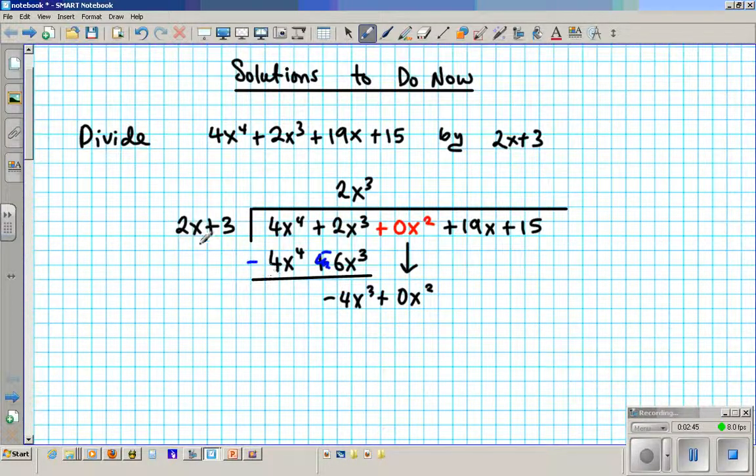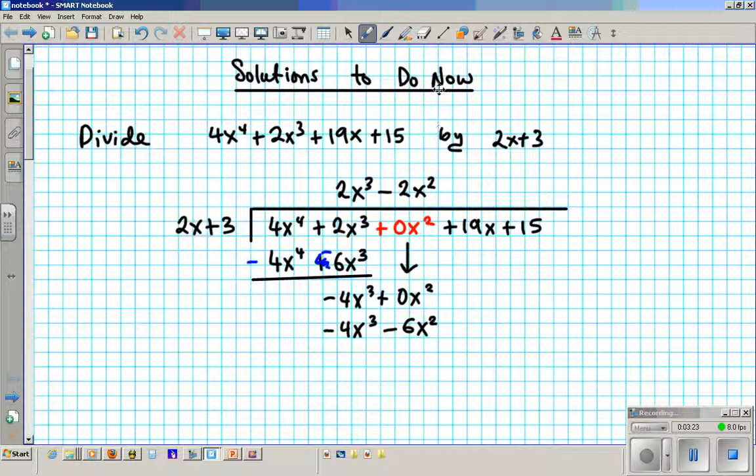Now, 2x times what gives you negative 4x to the third? I know 2 times negative 2 gives me negative 4. And then x squared times x gives me x to the third, so negative 2x squared is what we need over here. So I distribute it to both of them, and I get this times this is negative 4x to the third. Negative 2x squared times 3 is negative 6x squared.